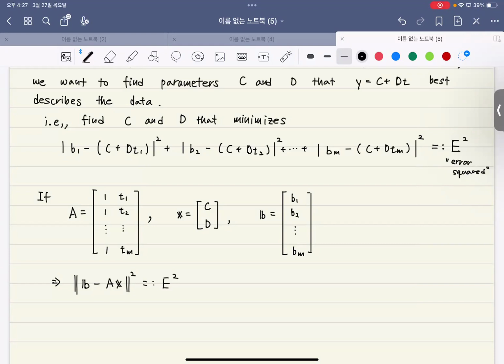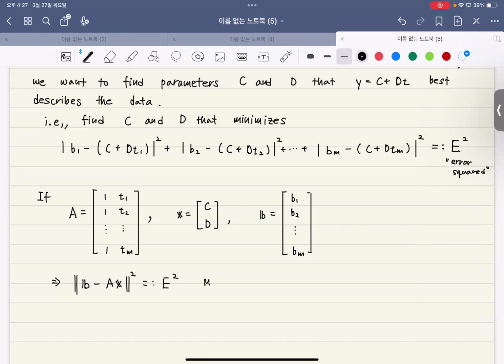Okay. So finding C and D that minimize this error square function is precisely the same as finding the C and D which minimize the length between B and AX. Then my C and D that minimize the error square function is exactly the least square solution of this overdetermined system, right?